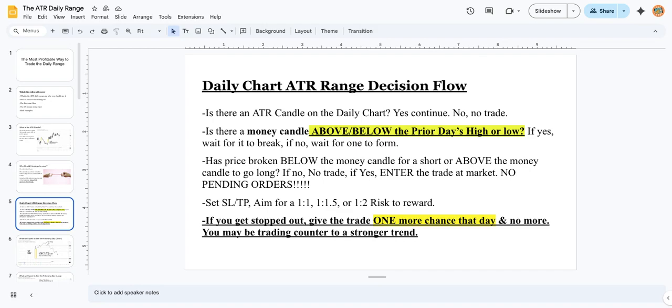If price does not break above or below the money candle, you have to wait. And if it does, you always enter at market. Now, here's the warning. Do not use a pending order.